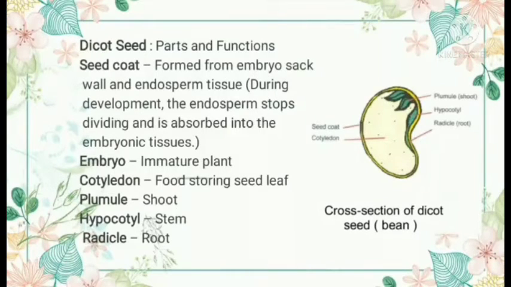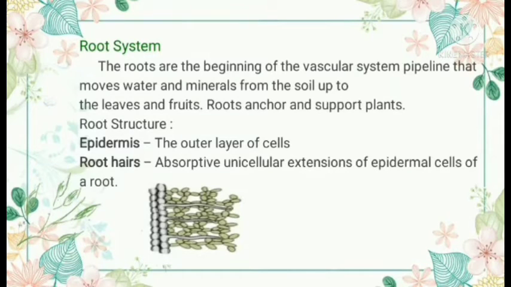As you can see, the example is a cross section of a dicot seed, a bean. There you can see the seed coat, cotyledon, plumule, hypocotyl, and radicle.